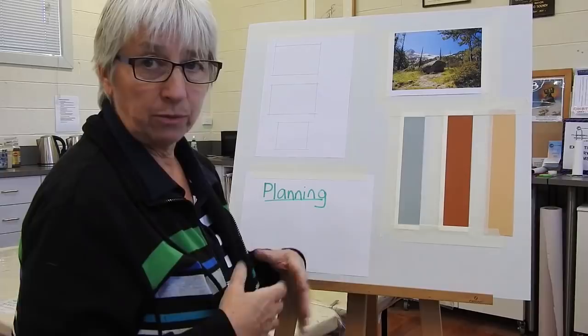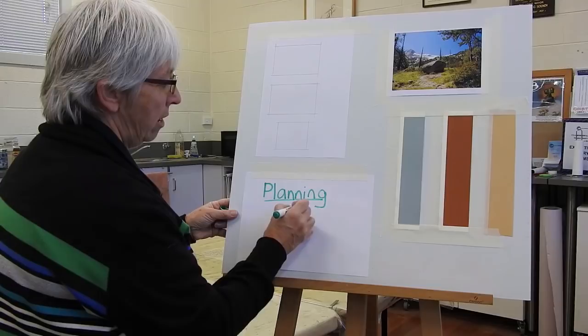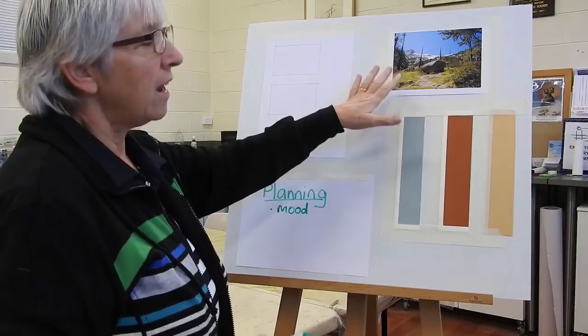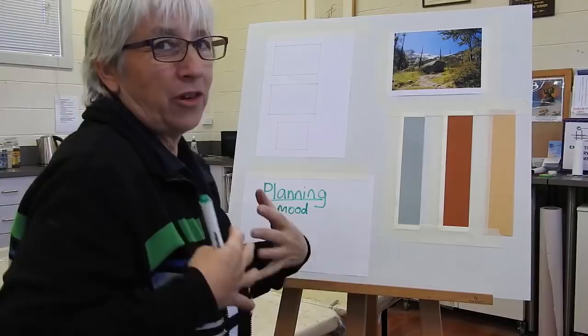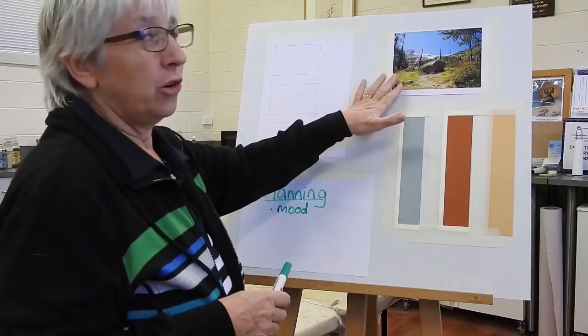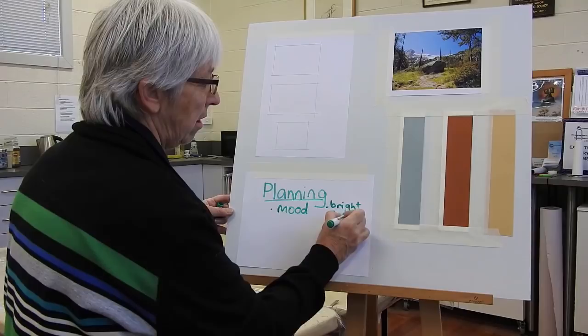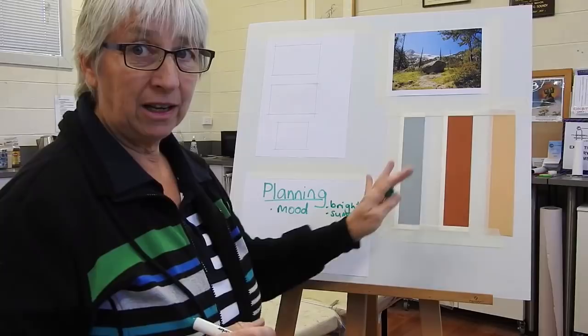So firstly I look at the painting and I think, what is the mood I want to achieve? This has got a lovely sunny feel about it. You can imagine yourself out there for a walk in the mountains, lovely crisp clean air, very bright and light and summery kind of feel is what I want for there. So bright, summery, that's going to be the mood that I want to achieve. So I need to make decisions about colours and the background colour and the colours that I'm going to use that will support that theme.